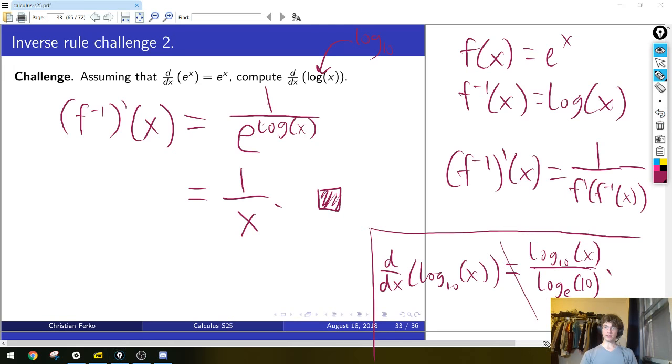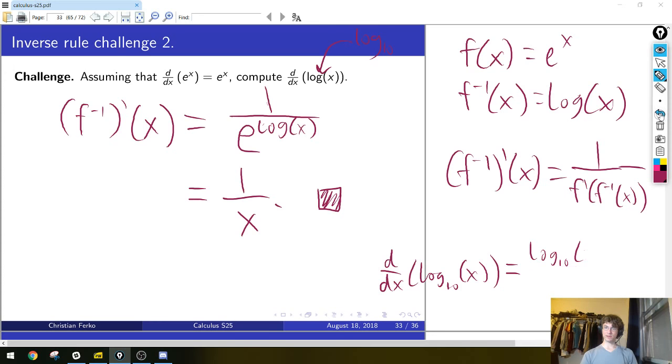It's really ugly, and I don't like it. However, if you insist that whenever you write the log with no base, it's log base e, then this proof that we've just done shows that the derivative of log is just 1 over x. Oh wait, sorry. Sorry, that formula I just wrote is not right at all.